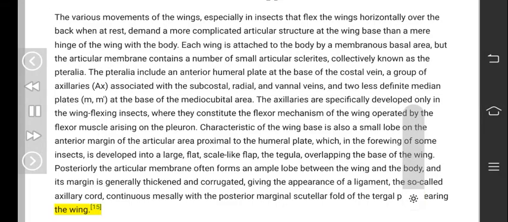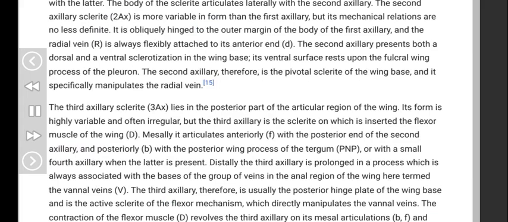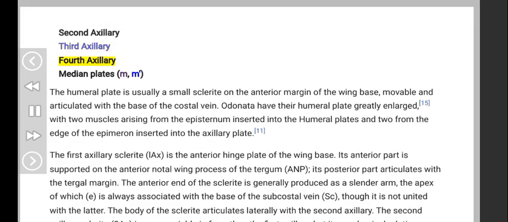The articular sclerites, or pteralia, of the wing base of the wing-flexing insects and their relations to the body and the wing veins, shown diagrammatically, are as follows: humeral plates, first axillary, second axillary, third axillary, fourth axillary, median plates M. The humeral plate is usually a small sclerite on the anterior margin of the wing base, movable and articulated with the base of the costal vein.